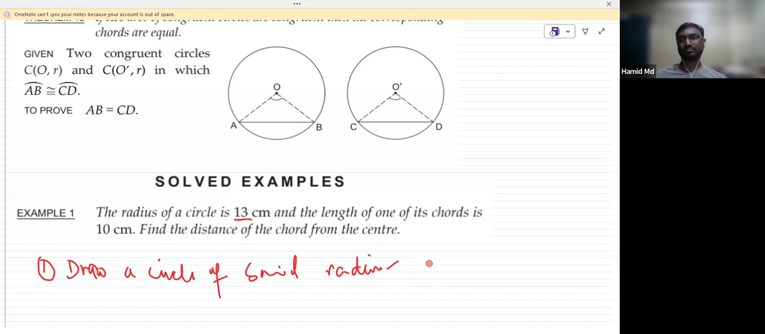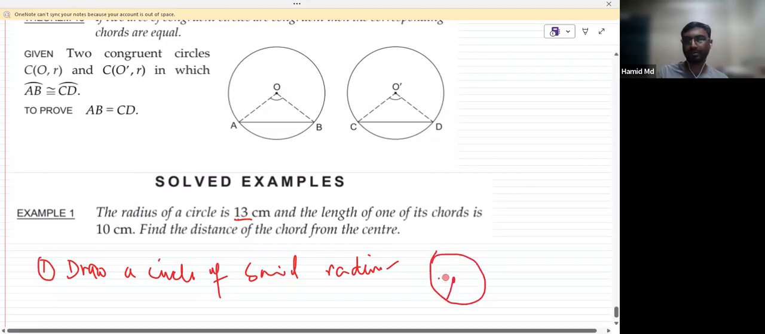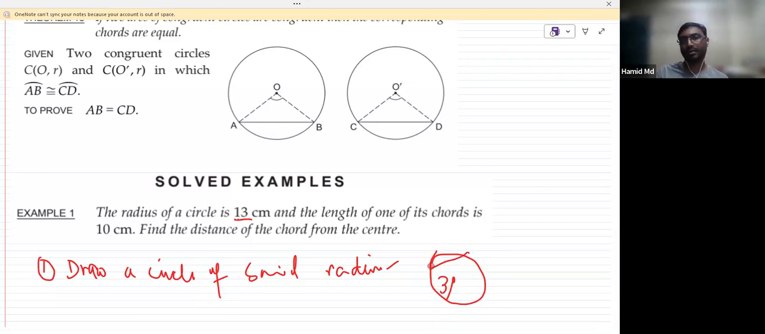But sir, I can't now get a 10 centimeter chord because I took a small radius. No, don't worry. Just draw a circle. Okay, this is the 3 centimeter circle and draw a chord. Any length is no problem. Then draw a perpendicular from the center to that chord, so it is visible.